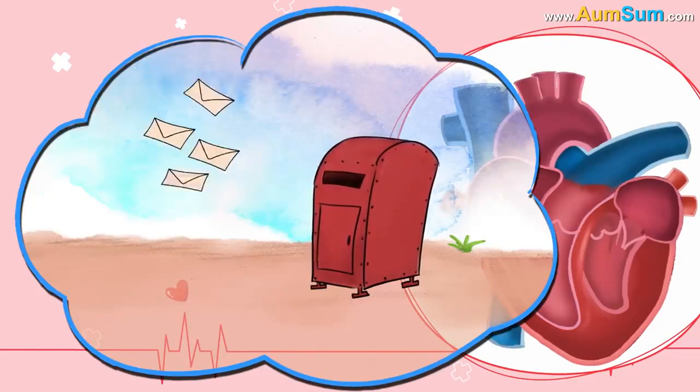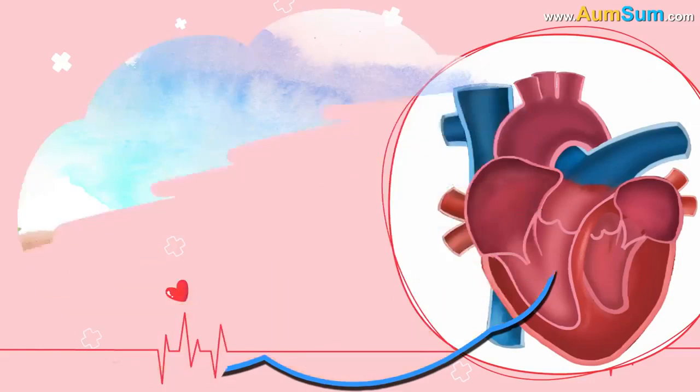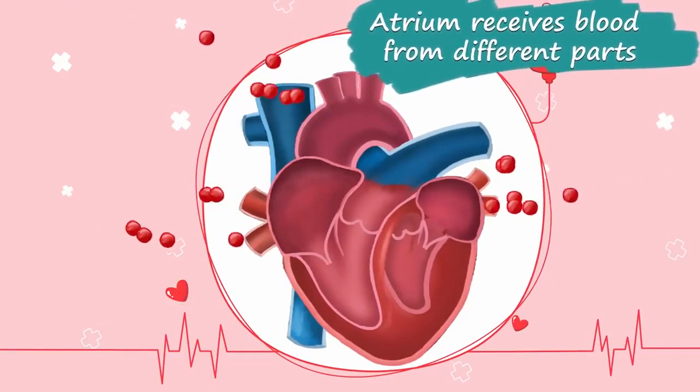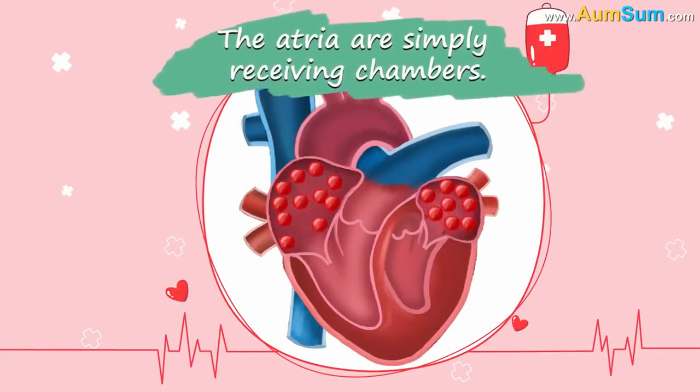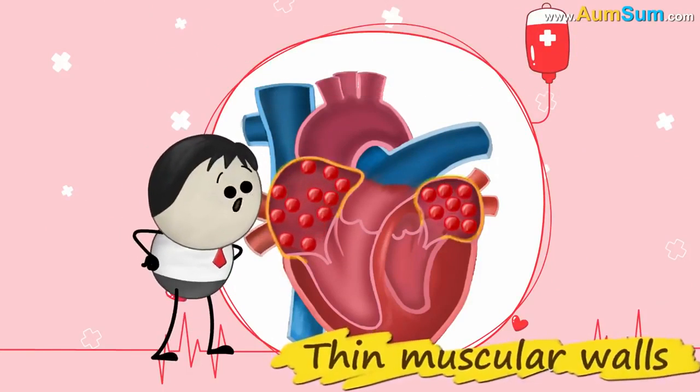Let's first learn about atrium. Now, just like a postbox receives letters from multiple people, the atrium receives blood from different parts of the body. Thus, the atria are simply receiving chambers. They have thin muscular walls.